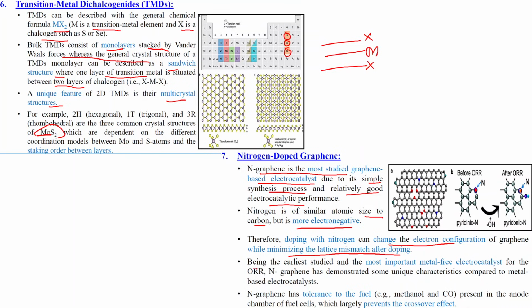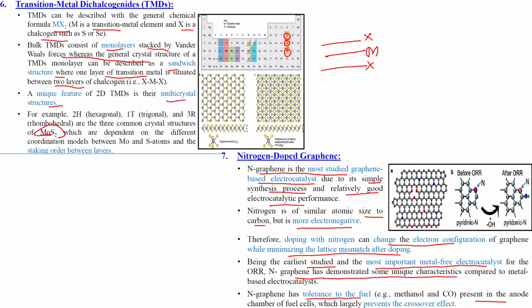Okay. So, being the earliest studied, most important metal-free electrocatalyst for the ORR, nitrogen doped graphene has demonstrated some unique characteristics. Okay, so nitrogen doped graphene has tolerance to the fuel present in the anode, which largely prevents the crossover.